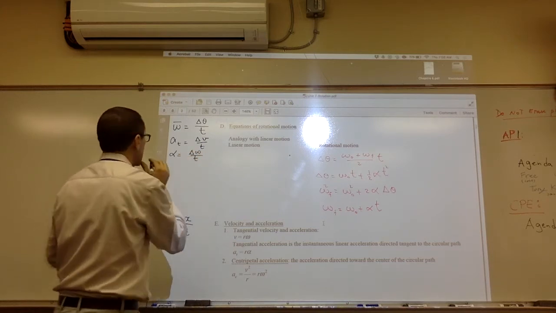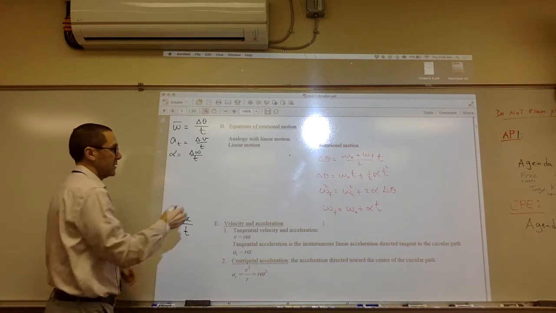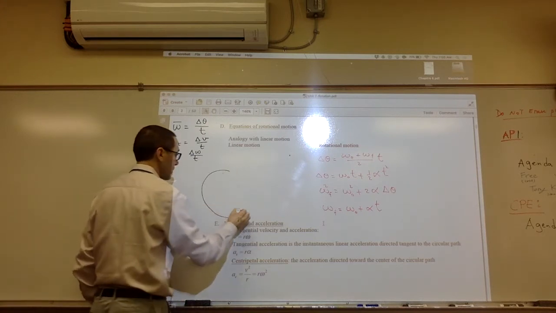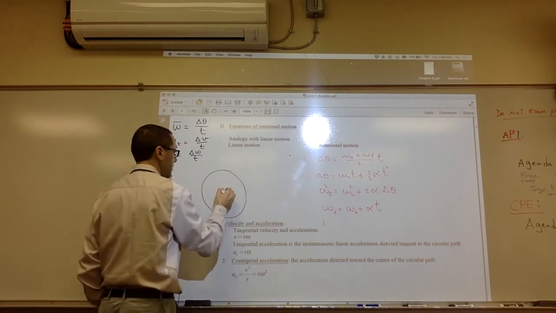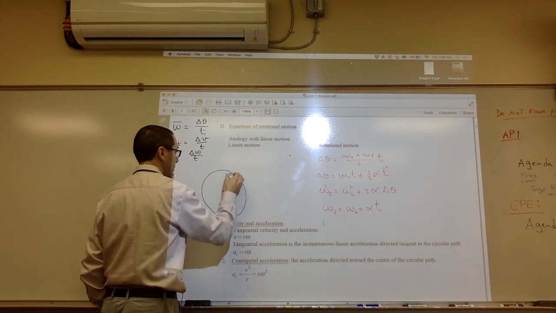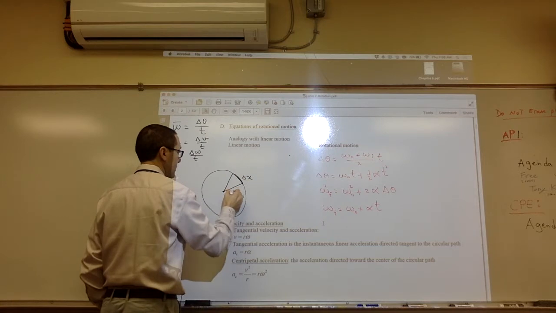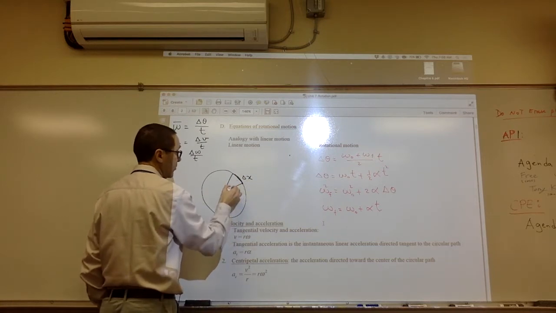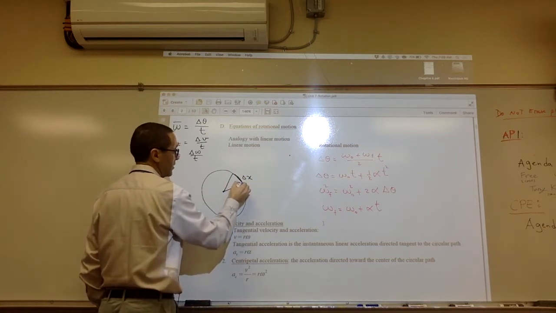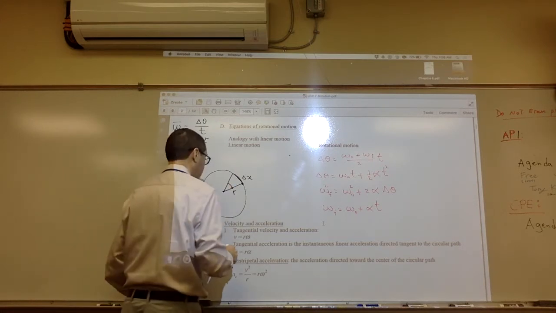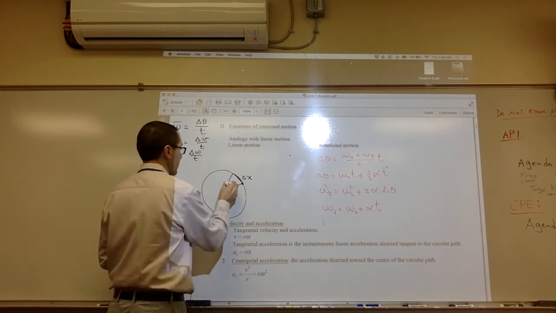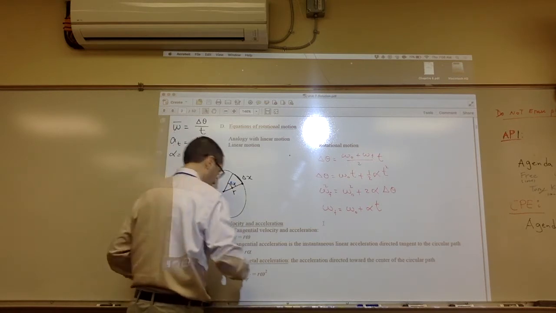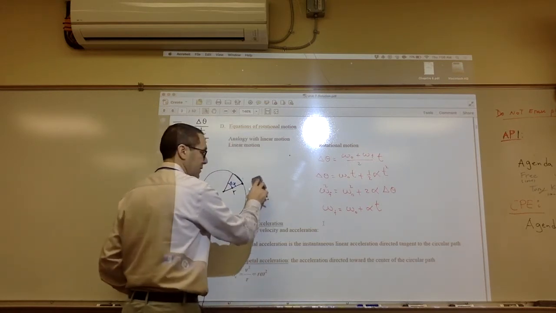Okay. So v is delta x over delta t. Now, if we take that bicycle wheel, and if I just take a small portion, and let's say this is my delta x. This is the distance that I travel. And this is the radius. And that can apply to any point, by the way. It could be the blue one here, or it could be the red one there. So this could be the delta x for the blue one.